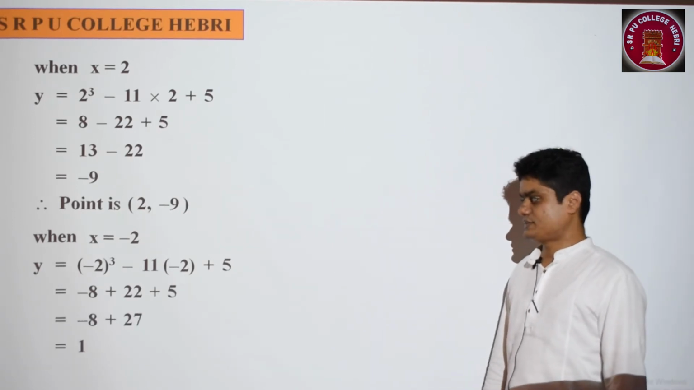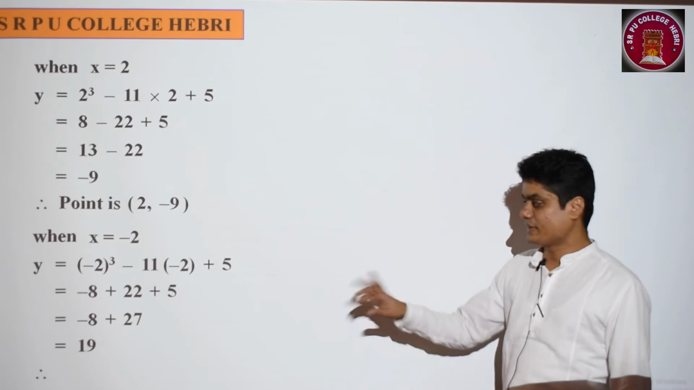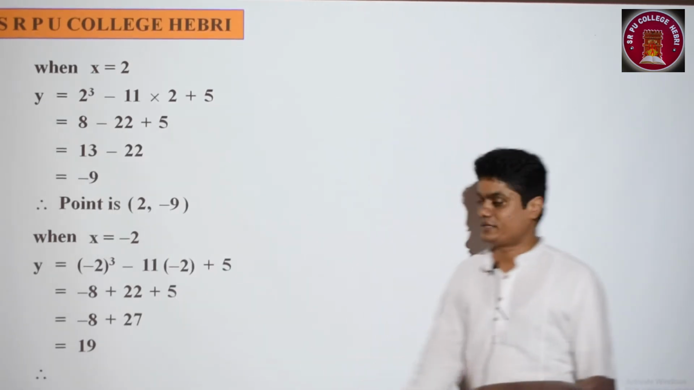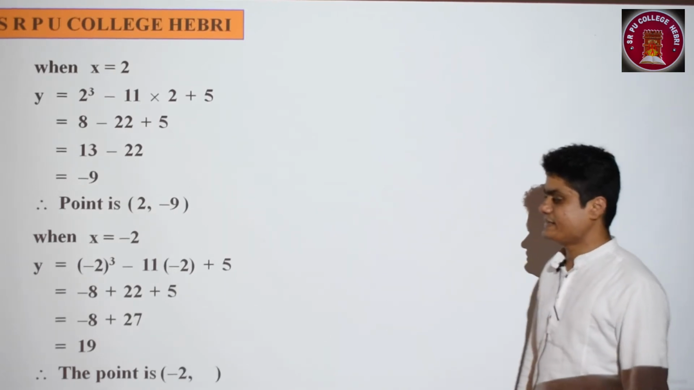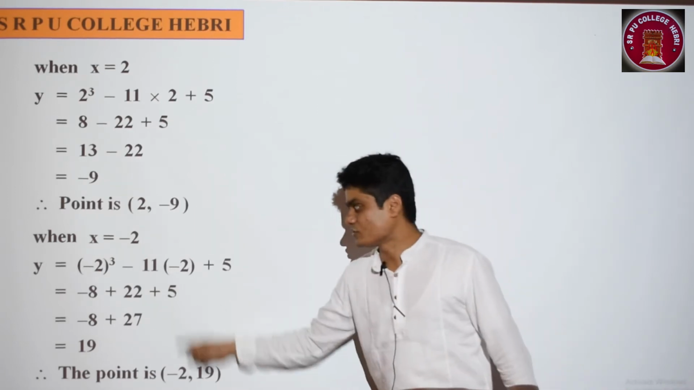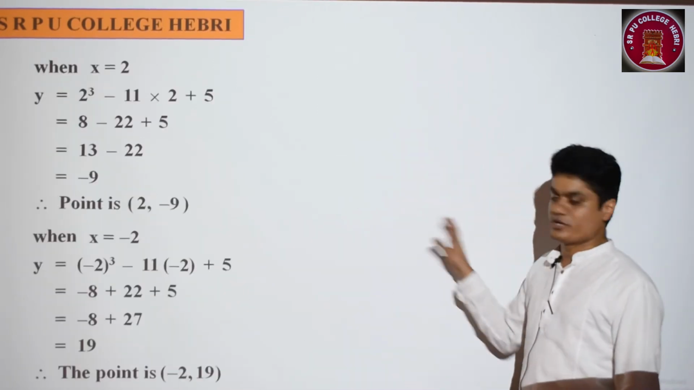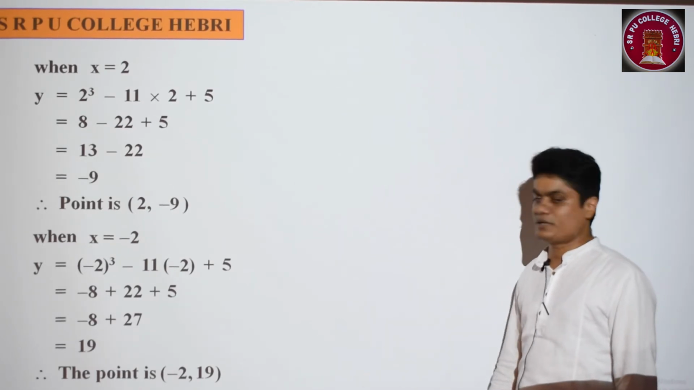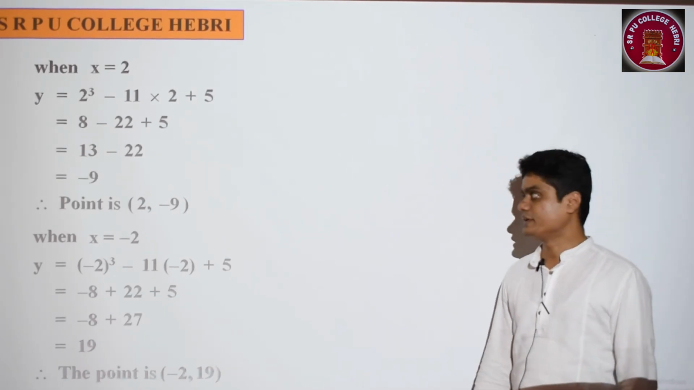So the answer is 19. 27 minus 8 is 19. So this represents the y coordinate of the point when the x coordinate is minus 2. So what is the final answer? The point is (minus 2, 19). So underline both these answers, or write again, the required points are, you can write like that. So the points are (2, minus 9) as well as (minus 2, 19). I hope you understood. Very good.